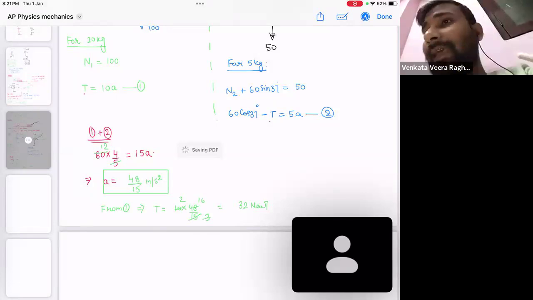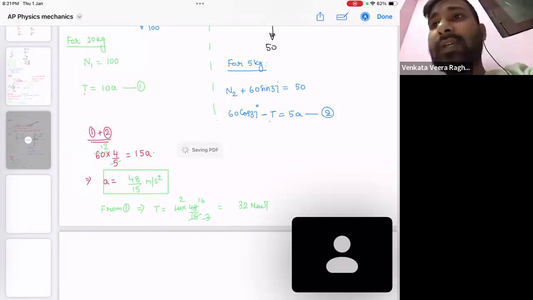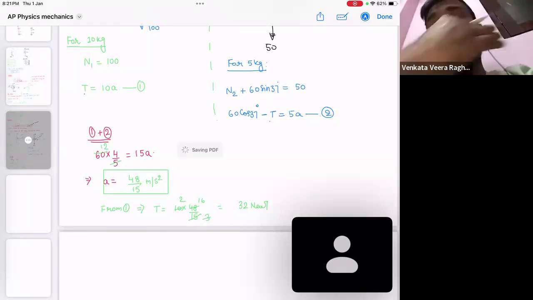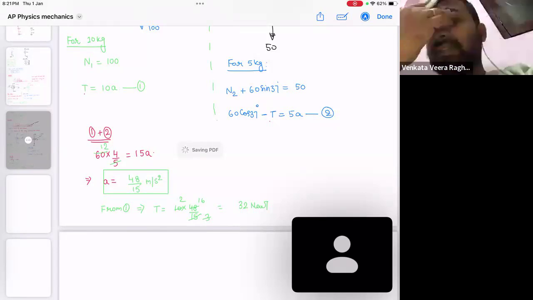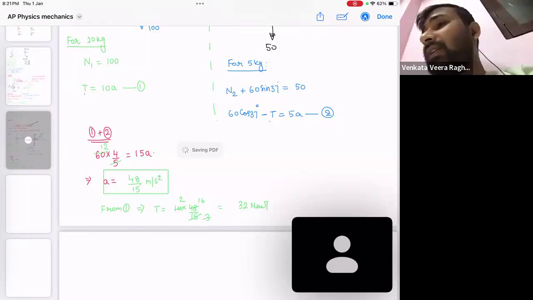N1 is directly 100 Newton. N2, so what will we use? For the 5 kg block, in the vertical direction, we will use the equilibrium condition, and we will get the N2 value. Okay, so N1, N2 we got, tension we got, and acceleration we got. These are the four things that can be asked in the question.